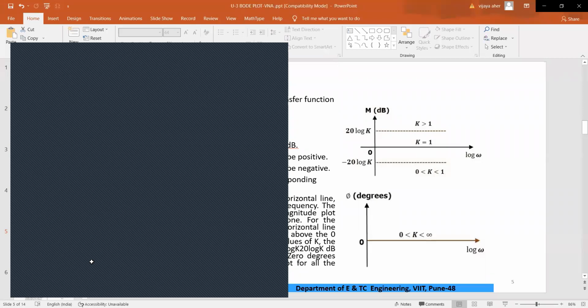Now, for different values of K, let us see what is the value of magnitude, and accordingly we are going to plot the magnitude plot and phase plot, right? Suppose on x-axis we are going to take logarithmic scale of angular frequency omega, so log omega on x-axis, and magnitude in dB on y-axis. So we are going to plot on y-axis.